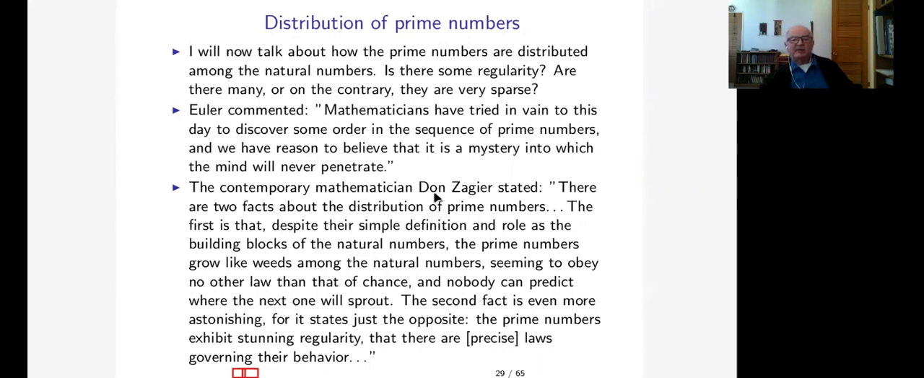And the contemporary mathematician Don Zagier stated in his writing that there are two facts about the distribution of prime numbers, about how they are distributed among the other numbers. The first is that despite their simple definition and their role as building blocks, the prime numbers grow like weeds among the natural numbers, seeming to obey no other law than that of chance. And nobody can predict where the next prime number will sprout. The second fact is even more astonishing, for it states just the opposite: the prime numbers exhibit stunning regularity, and there are precise laws governing their behavior.